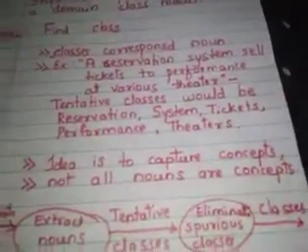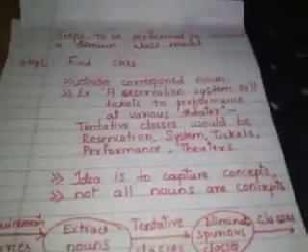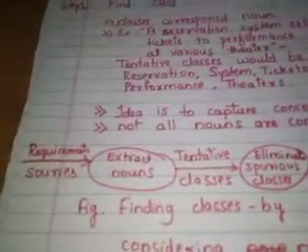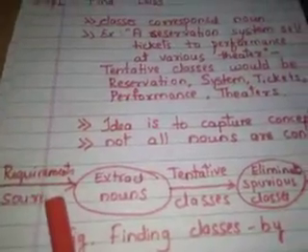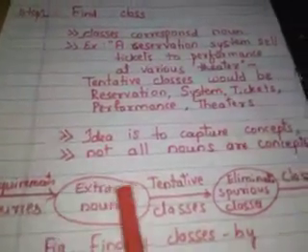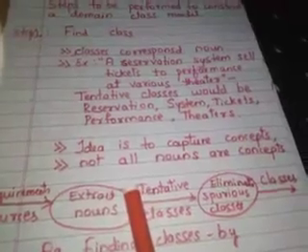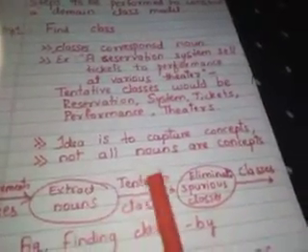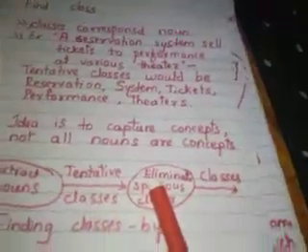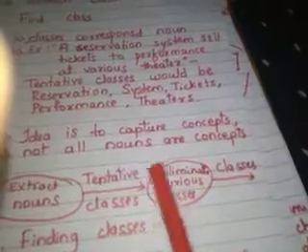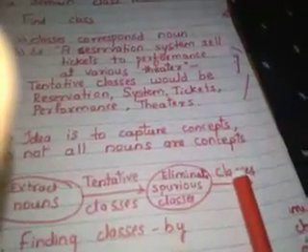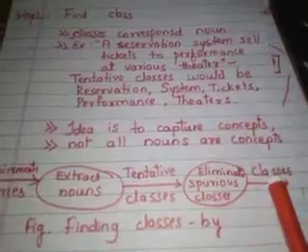Next is to extract which are actually related to my application and keep them only. So the figure to find out the classes are, initially you have the requirement sources, that is the problem statement you have. From that one you extract the nouns. So from extracting the nouns I'll get some tentative classes. From that one I'll remove the spurious, that is unnecessary classes. I'll just remove and I'll keep only those classes which are relevant to my application.